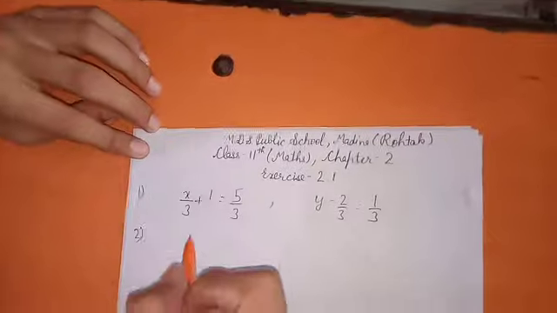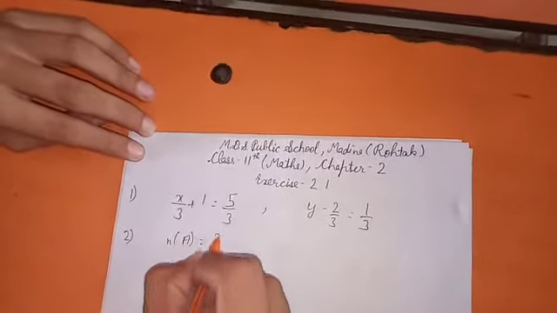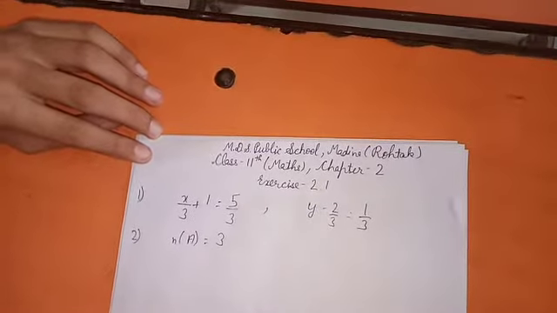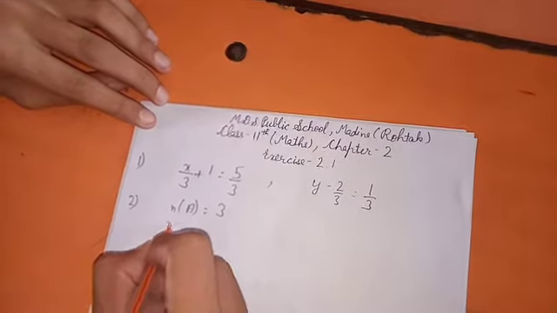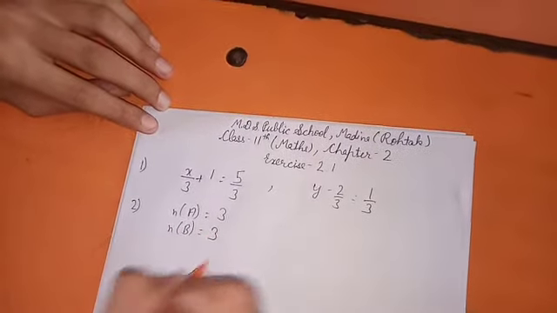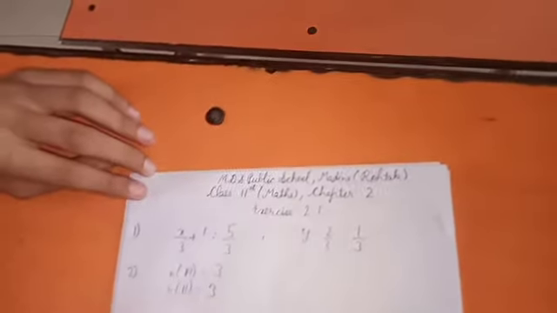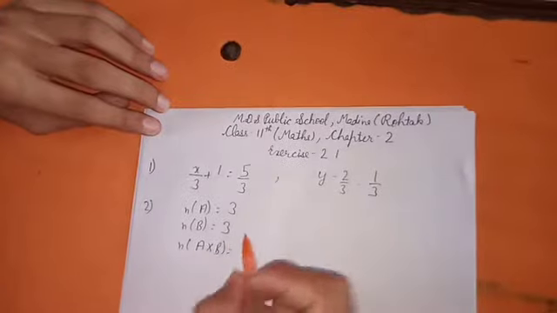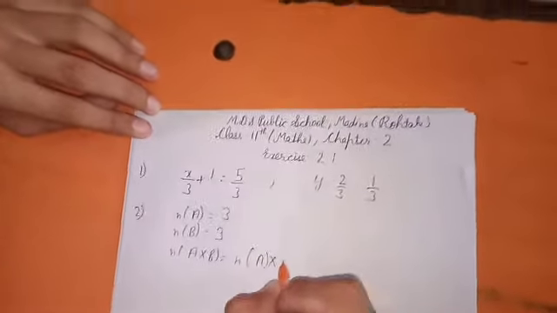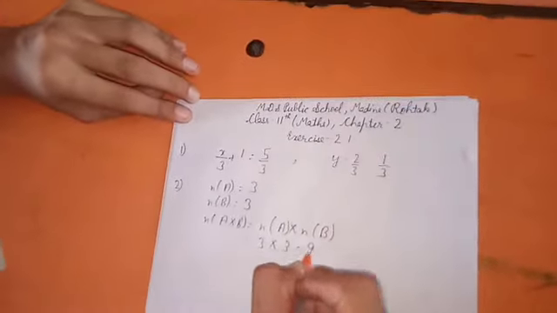Okay, it is easy. Question number 2. If set A has 3 elements, means n(A) is equal to 3. There are 3 elements, and for set B they have given the elements 3, 4, 5. So n(B) is also equal to 3. Now find the number of elements in A cross B. So we know the number of elements in A cross B will be equal to the number of elements in A times the number of elements in B. So that will be 3 into 3, that means 9.